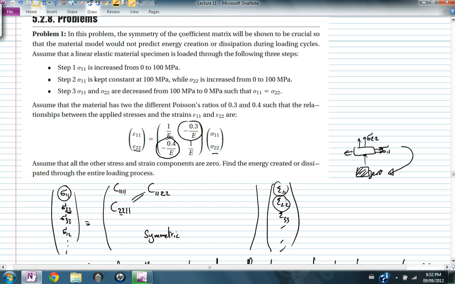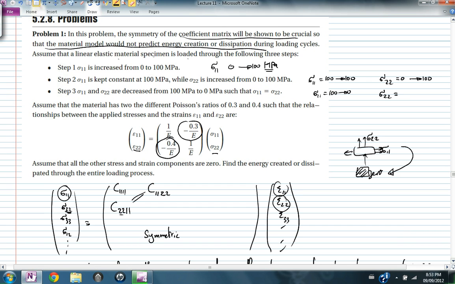So in this problem, the symmetry of the coefficient matrix will be shown to be crucial so that the material model would not predict energy creation or dissipation during loading cycles. So we're assuming a linear elastic material specimen is loaded through the following 3 steps. Step 1, sigma 1 goes from 0 to 100 MPa. Step 2, sigma 1 is equal to 100 and stays 100, while sigma 22 goes from 0 to 100. Step 3, sigma 1 goes from 100 to 0, and sigma 22 also goes from 100 to 0. And the relationship between the stress and the strain is given by this.